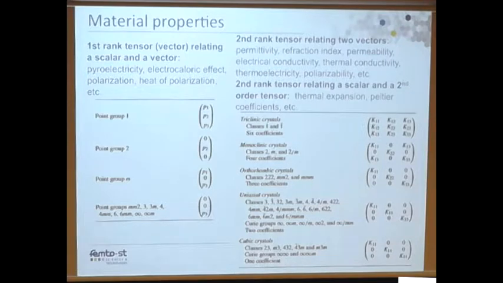Tensor, these 9 coefficients, they describe the relationship between 2 vectors. Permittivity or dielectric constant, refraction index, conductivity, thermal conductivity, thermal expansion, polarizability, and so on. Deformation and temperature. Order tensor.